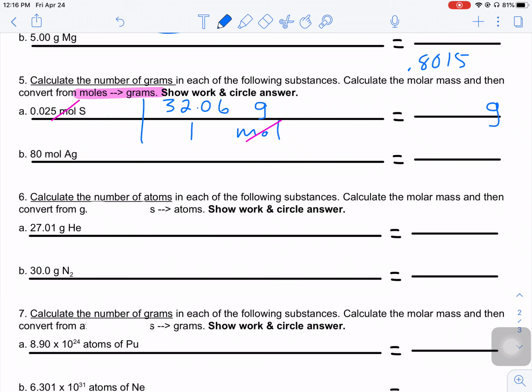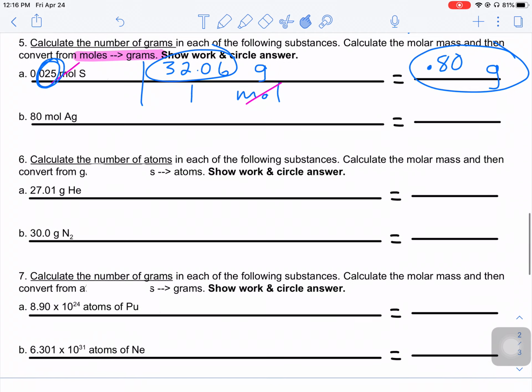0.8015. And if I look at my sig figs, I've only got 2 sig figs here, and I've got 4 sig figs, so I can keep 2 sig figs. I am going to call this 0.80 grams, okay? Letter B is really just the same as letter A. It's just a different element and a different number, okay?